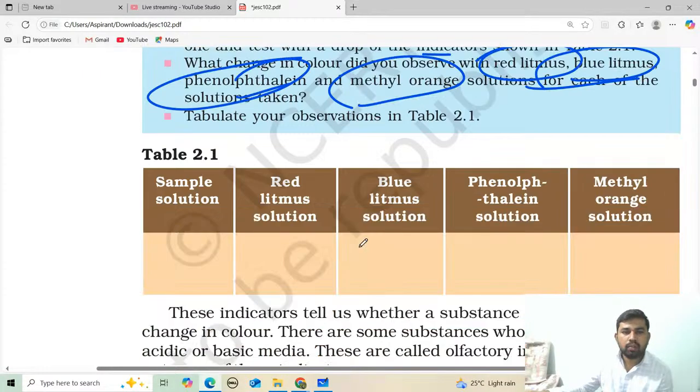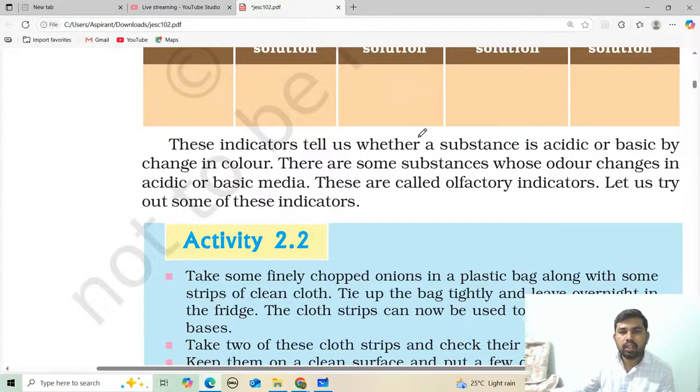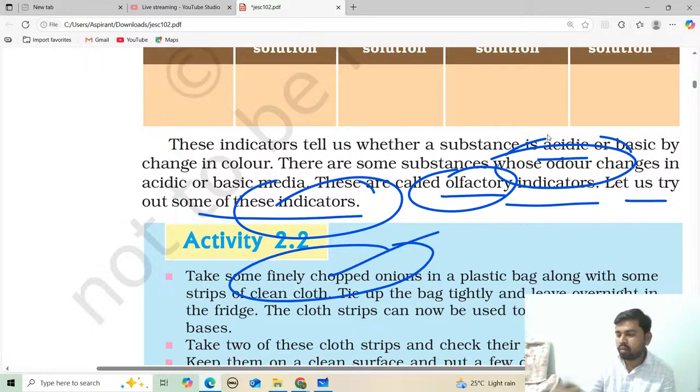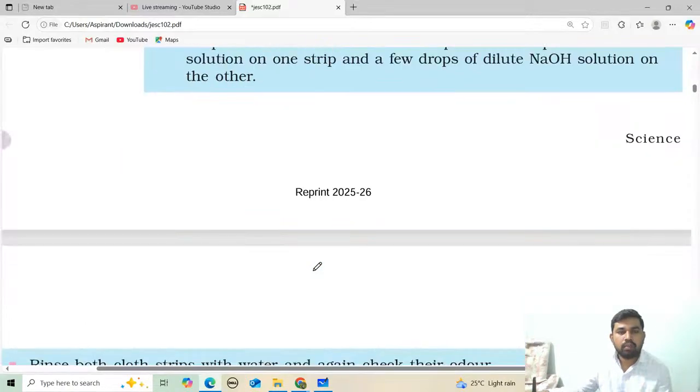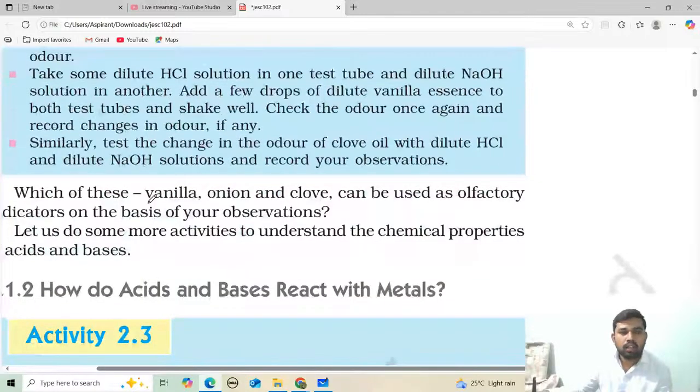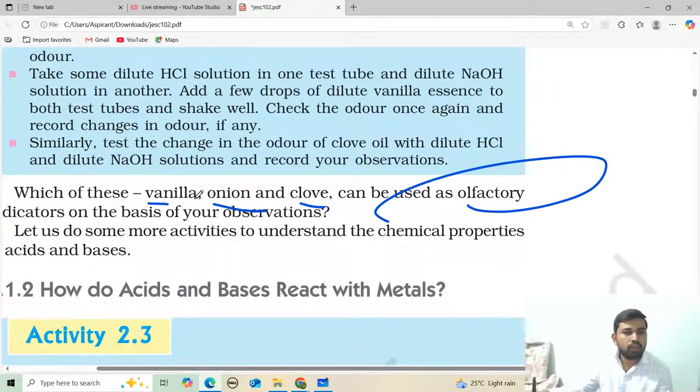Then they give a table, and these indicators tell us whether a substance is acidic. So we know very well about indicators and how they work. Again, they give something called olfactory indicators. Let us try out these indicators. Take plenty of chopped onions. They're talking about olfactory indicators here. Then they give vanilla, onion, and clove, and these are called olfactory indicators.